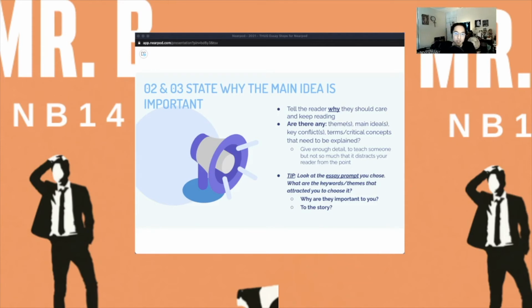But you do need to explain, what are these terms? Again, they may not have read an article on systemic racism or the reading for 4 I's of oppression. So a tip is, where do I even start with finding these topics? Again, let's look back at the essay prompt that you chose. What are the keywords or themes that attracted you to choose prompt number 2? Why are they so important to you or the story? That might help you better form your introduction after you think about those questions.